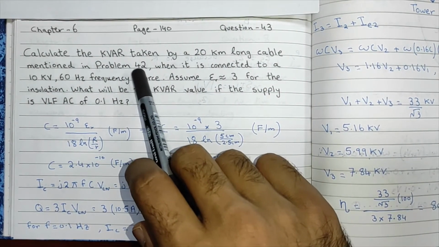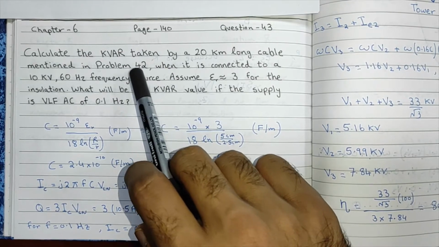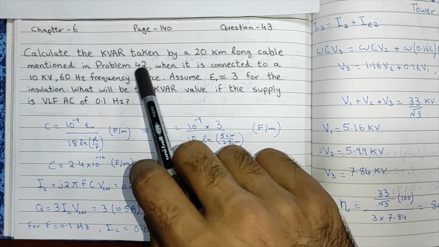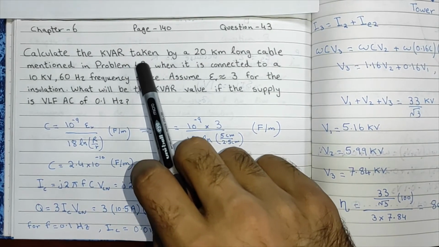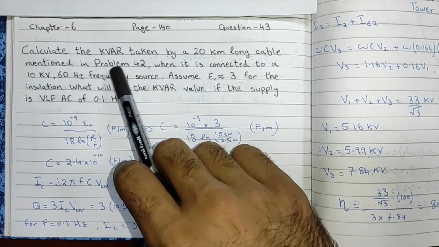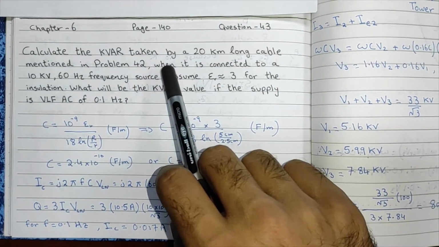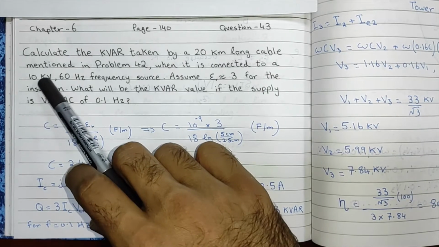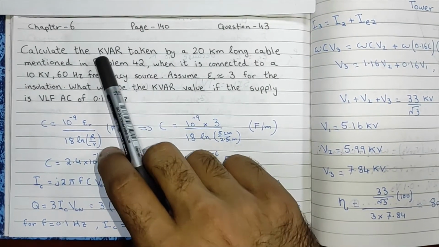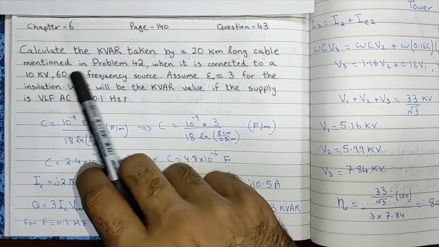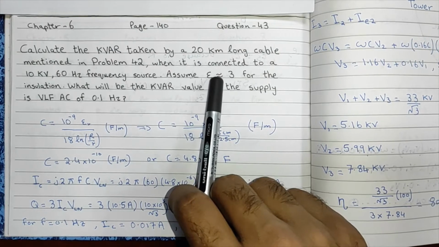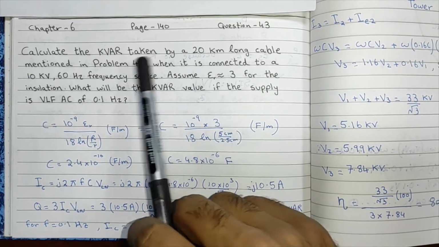So this is the same cable as in problem number 42, and the information about that cable was that it had a sheath diameter of 5 centimeter and a conductor diameter of 2.5 centimeter. So this information will be taken from question number 42. And then it says that when it is connected to a 10 kilovolt, 60 hertz frequency source, we have to calculate the Q. Assume that epsilon R is approximately 3 for the installation.